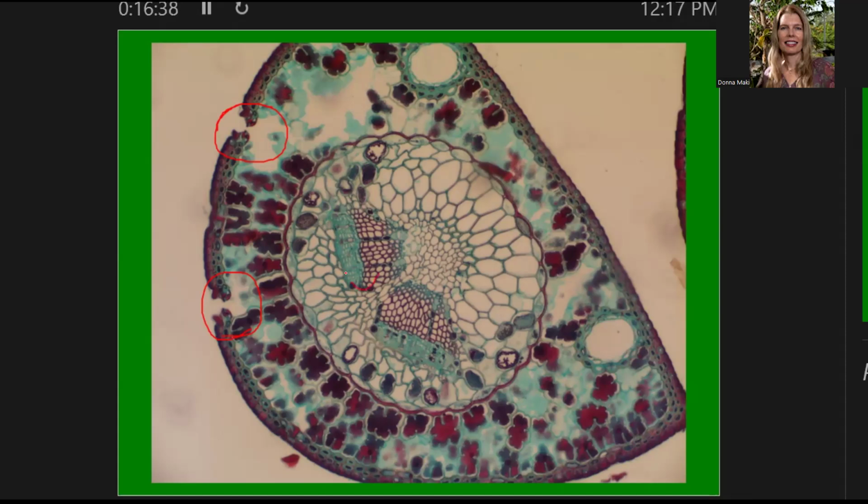The vascular tissue, you just see two bundles right here of vascular tissue. So needles are pretty thin. They don't have a lot of space for that.